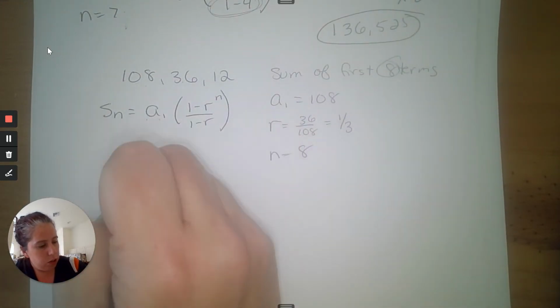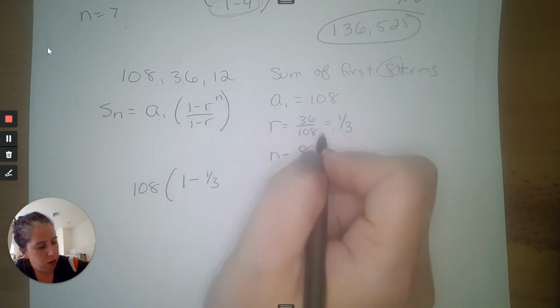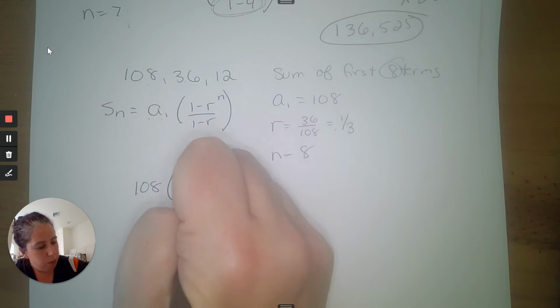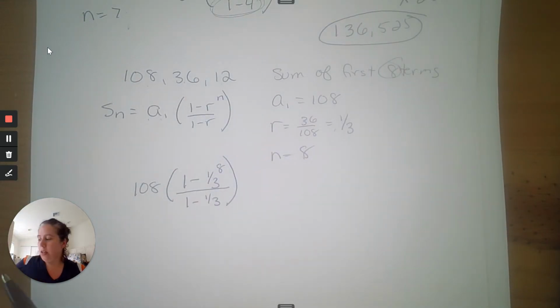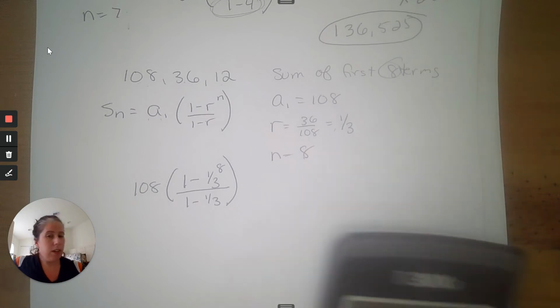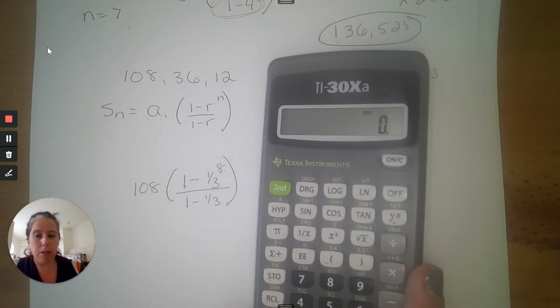Okay, so plug it in. You have A1, which is 108, times 1 minus r, which is a third, to the 8th power, over 1 minus a third. I'm going to show you how to do it on here, and then I'll show you how to do it on your cell phone. If you're using your cell phone, guys, learn how to get a calculator. I'm telling you. I know there's only like 2 weeks left, but come on.